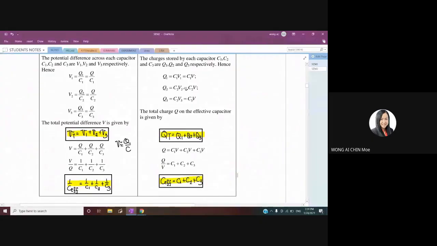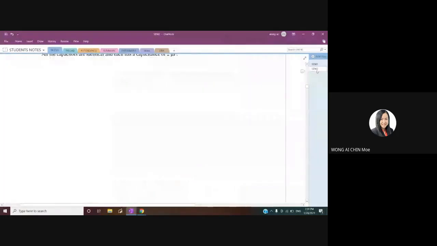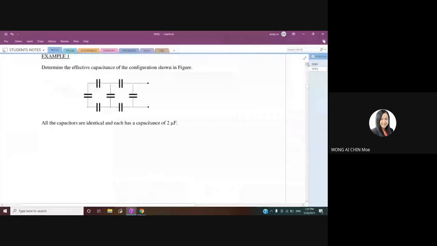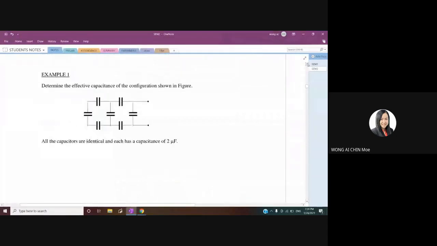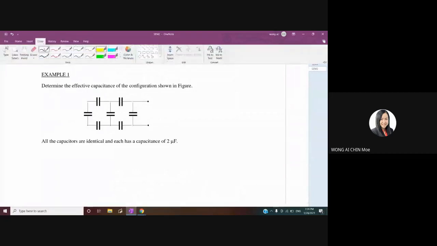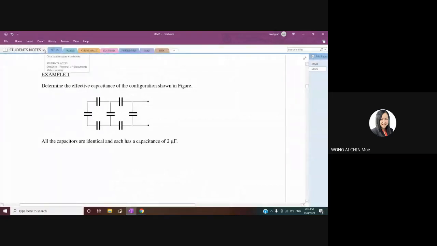So we try the first question first, and energy a bit later. Before we try, it's better we label first. We label C1, C2, C3. Which one is C1, which one is C2? So we label it C1, C2, C3, C4, C5, C6, and also C7. You label first, so it's easier for us to solve these questions later.